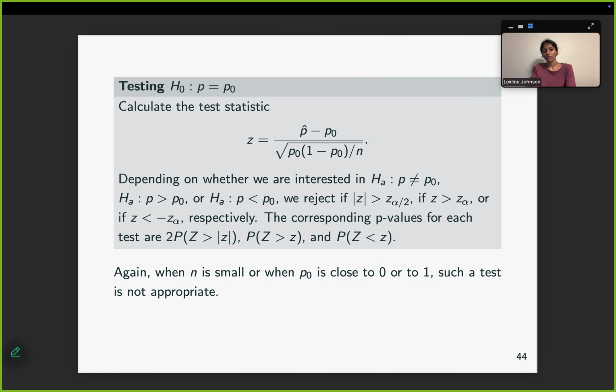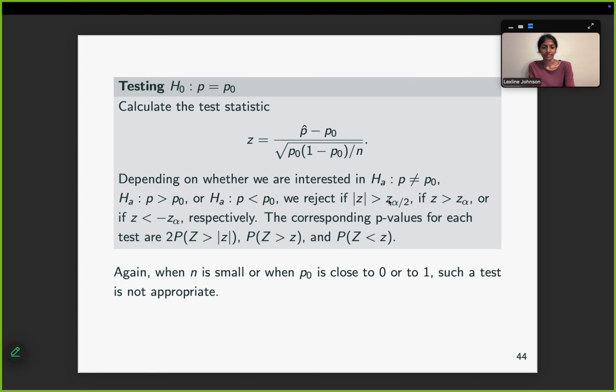And then we can also do testing with our proportions. So we can calculate the test statistic using z again. For proportions, this is the formula over here. And then we can do the same thing with the hypotheses, where the null hypothesis is where p equals this value, and then the alternate can be if it's not equal to it, if it's greater than, or less than.